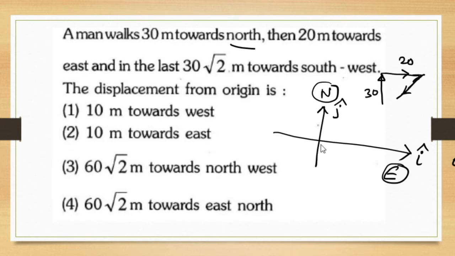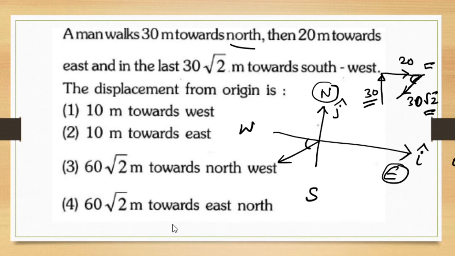Southwest, that is the direction, okay, because that will be the west, that is the south, and as it is said that southwest, so this angle also will be 45 degree. Well, and the value of this is 30 root 2. There are basically three vectors, that is S1, that is S2, and that is S3, okay.